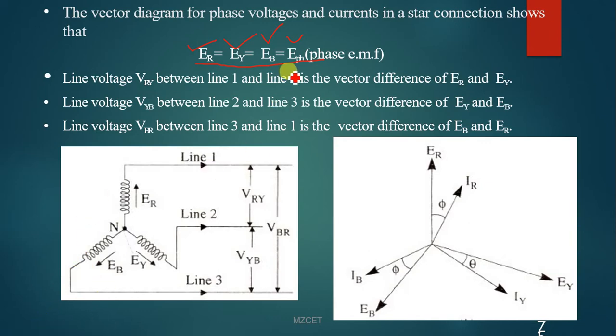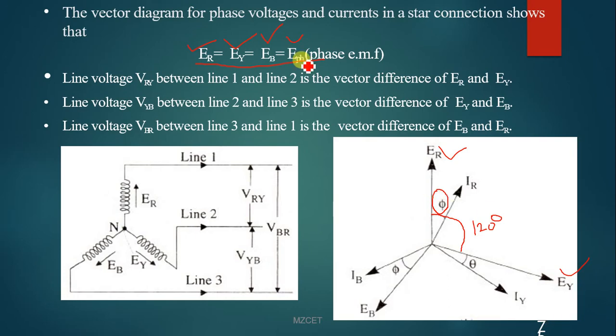Coming to the next part, we will make some vector diagram. In the vector diagram, what we are planning to do is draw it between current and voltage. First, as we know, ER and EY have a phase angle of 120 degrees. The resultant is IR, when you combine these two, and that is indicated by the symbol phi.